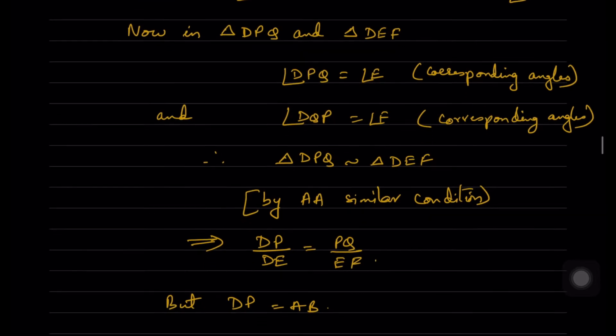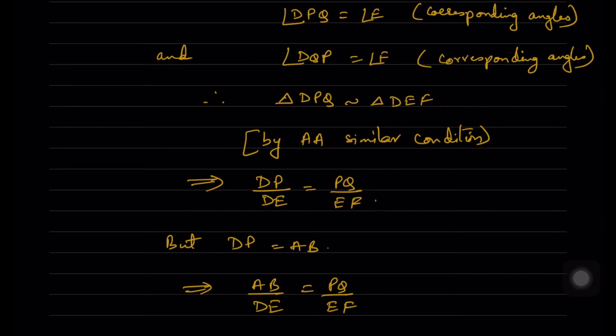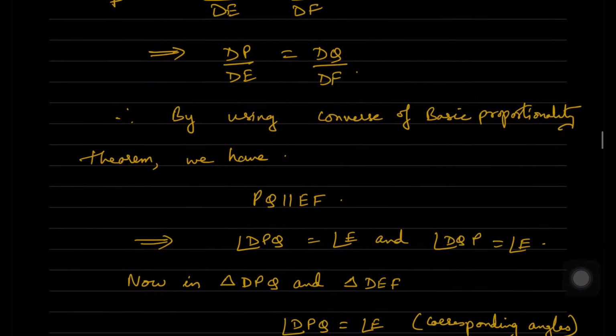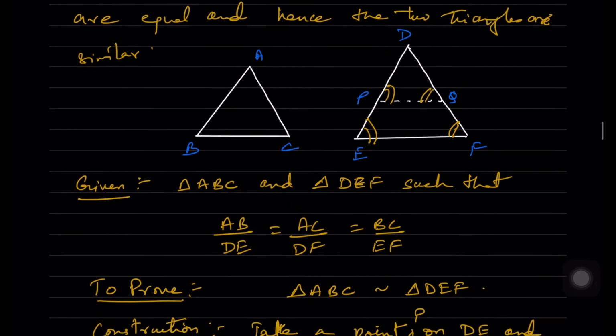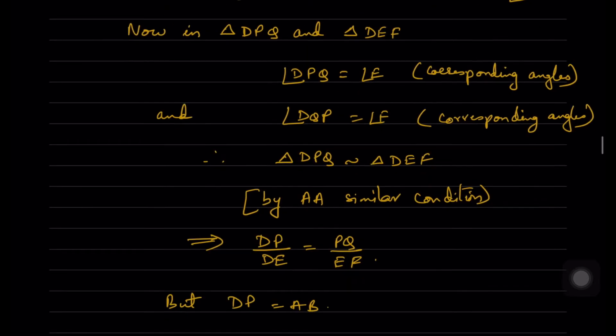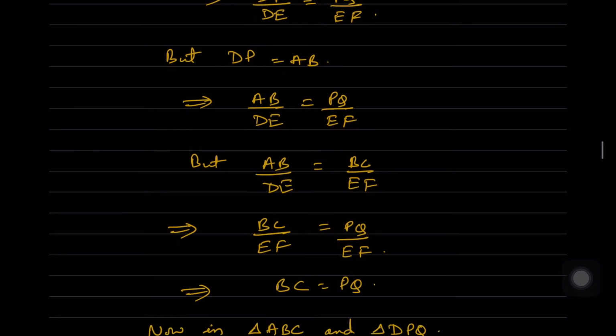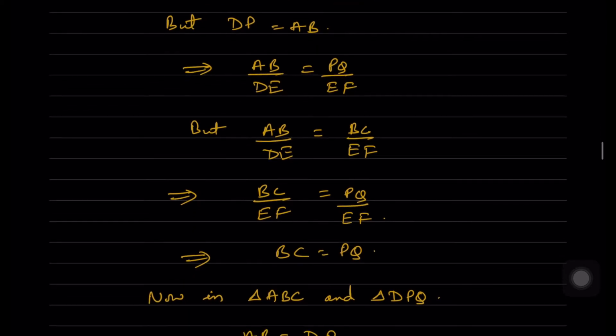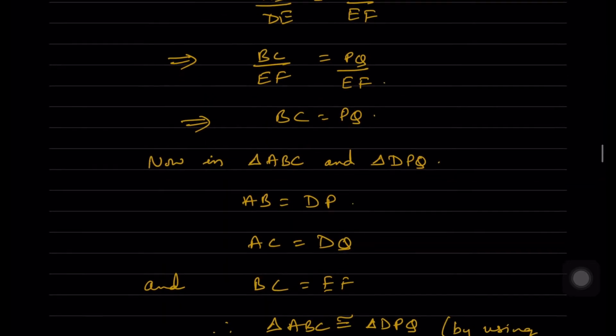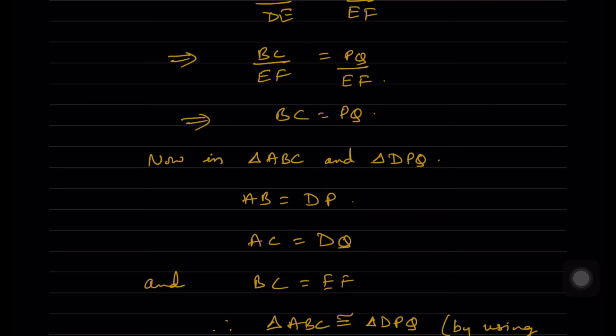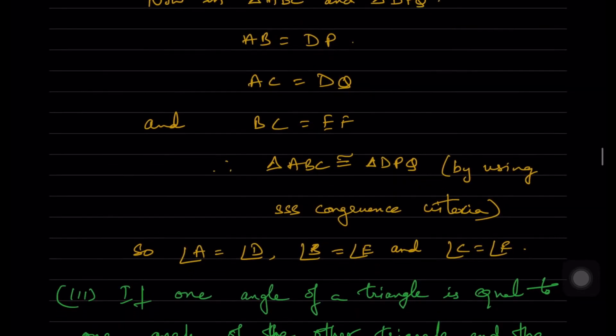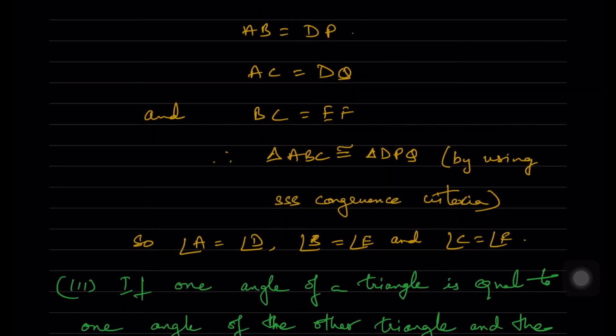So now since they are similar, DP by DE is equal to PQ by EF. But AB by DE is equal to BC by EF, which implies that BC by EF is equal to PQ by EF, and which implies that BC is equal to PQ. So now in triangle ABC and the topmost triangle, that is DPQ, we have AB is equal to DP, AC is equal to DQ, and BC is equal to PQ. Therefore triangle ABC is congruent to triangle DPQ.